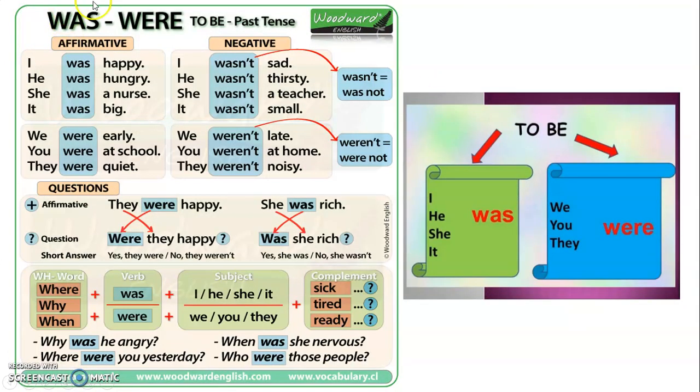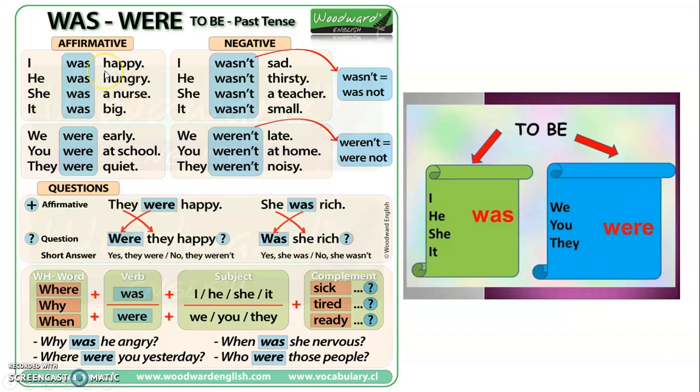So, how do we use was and were in the past tense? As I said before, the verb to be in the past simple is made of two forms, was and were. We use was mainly to talk about the singular pronouns. I, he, she, it, was. So was, it's mainly for singular. Were, it's for plural. We were, you were, they were.